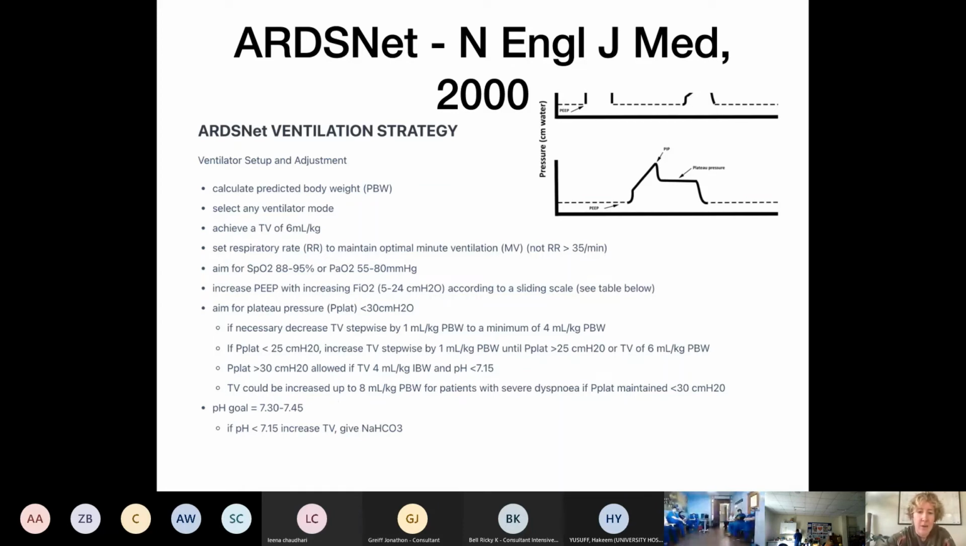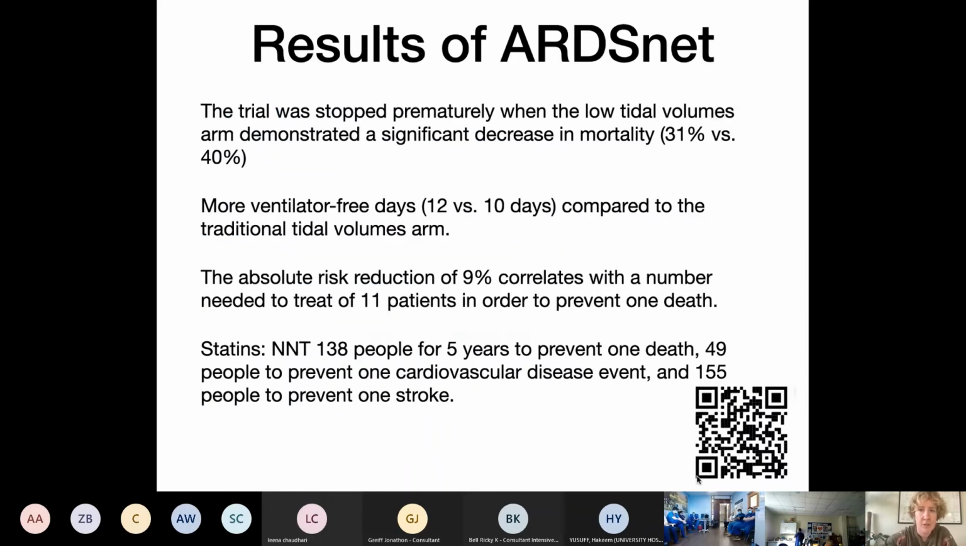And they said, well, if you can't get the plateau pressure less than 30 centimetres of water, even if your tidal volume is only 4 mils per kilo and your pH is low, then you can allow that pressure to be higher. There were allowances for a bit of variation. They were aiming for a pH between 7.3 and 7.45 and said, if it's less than 7.15, then give sodium bicarb.